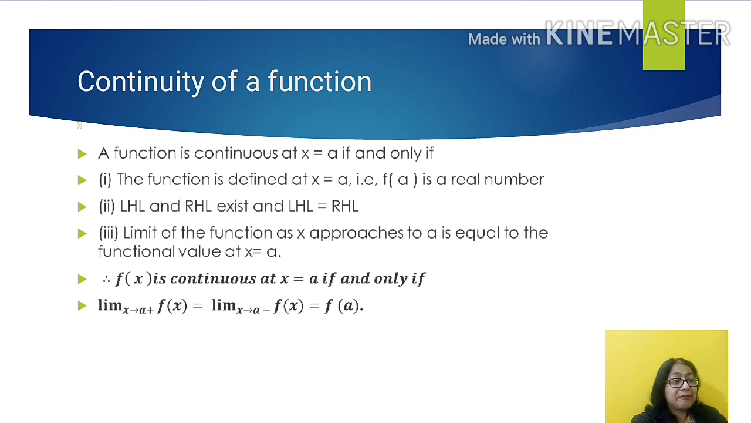That means f(x) is continuous at x equals a if and only if the limit as x tends to a plus of f(x), that is the right hand limit, is equal to the limit as x tends to a minus of f(x), that is the left hand limit, and the functional value at x equals a, that is f(a). All these three are equal. Vice versa, if all three are equal, then we can say f(x) is continuous, or if f(x) is continuous, then the left hand limit, right hand limit and the functional value at that point are equal.